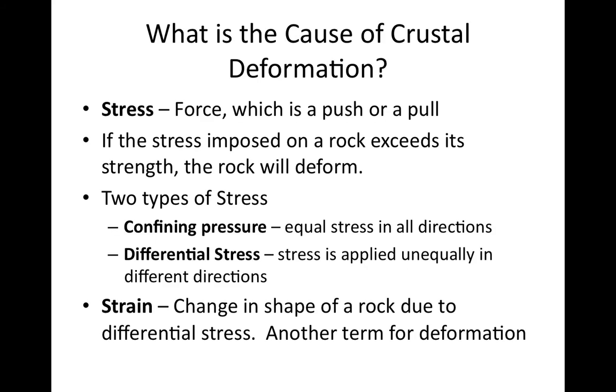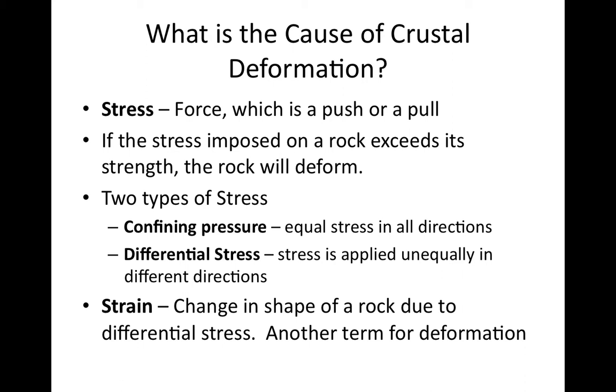So first, to understand crustal deformation, we have to understand what causes it. And the cause of it is stress. If you remember, we talked about stress when we were talking about metamorphism. It's a force, which is a push or a pull, and if the stress imposed on a rock exceeds the rock's strength, the rock will change shape. It will deform. Now, there's two types of stress. There's confining pressure. If you remember, that's when the pressure is equal in all directions. And there's differential stress. The stress is applied unequally in different directions.